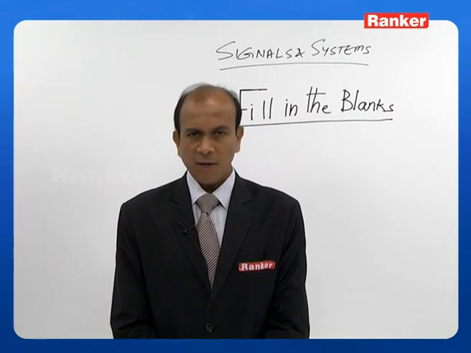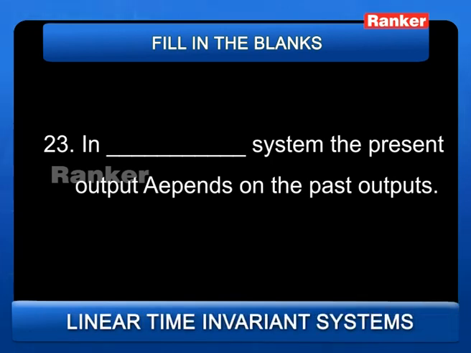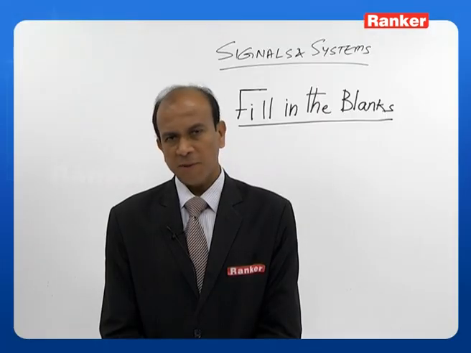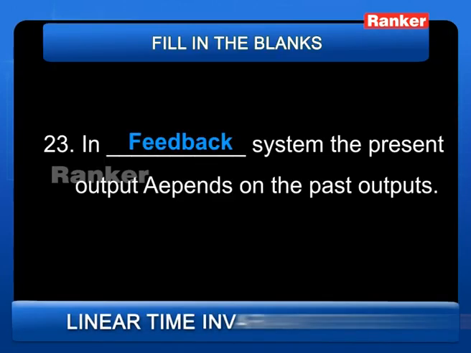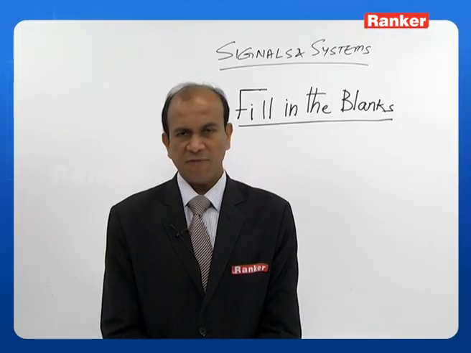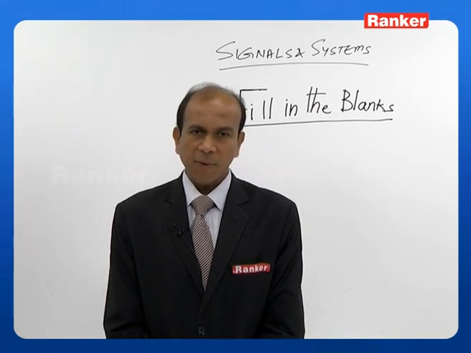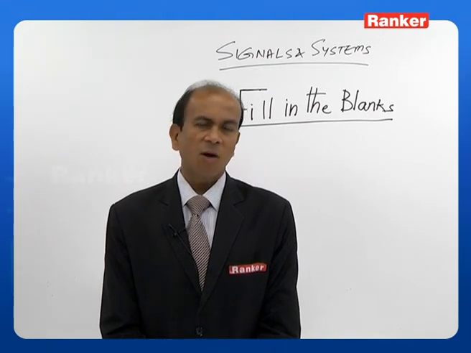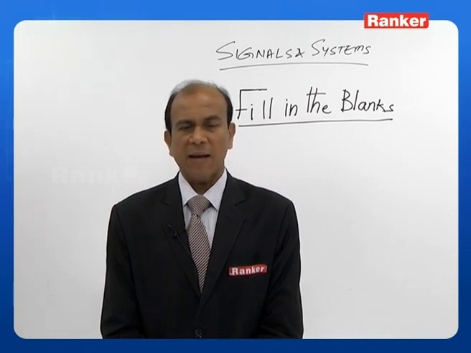Let's move on to the 23rd fill in the blank. It says, in dash system, the present output depends on the past outputs. So as I said, a feedback system. A feedback system output always depends on its past, because there is a feedback path going from the output to the input. The present output depends on the past output also. Then such a system is called a feedback system.